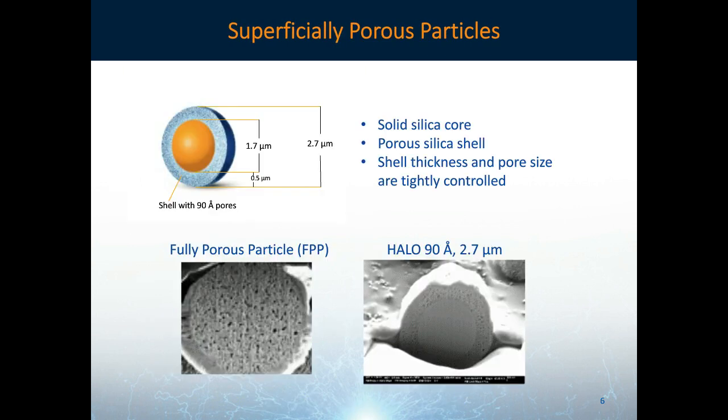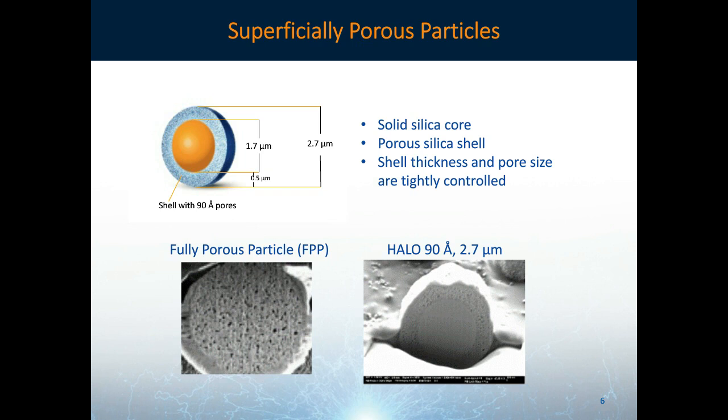And just a reminder of superficially porous particles. These are composed of a solid silica core. In this example, the solid silica core is shown as the gold center there on the left. And this particular particle is 1.7 micron core size, surrounded by a half micron thick porous shell, and for a total particle size of 2.7 microns. Both the shell thickness and pore size are tightly controlled, so we can change the total particle size, the core size, and the shell thickness, as well as the porosity.